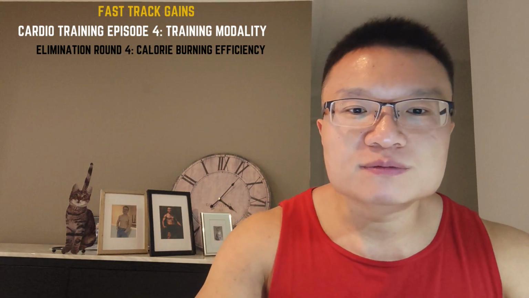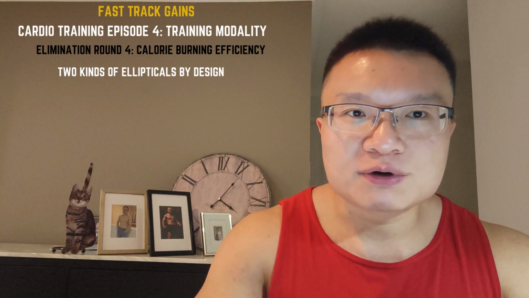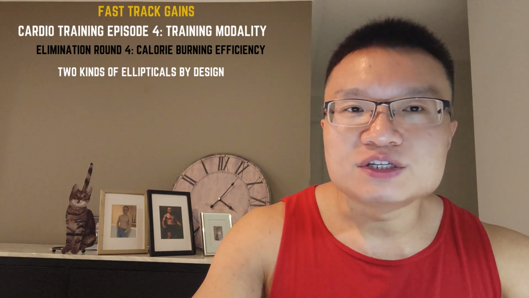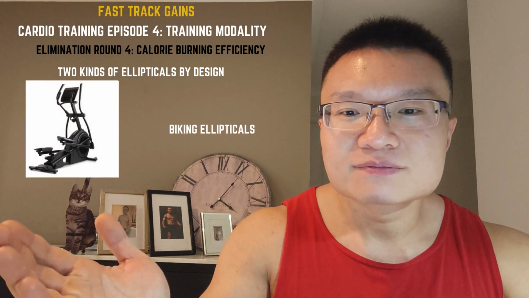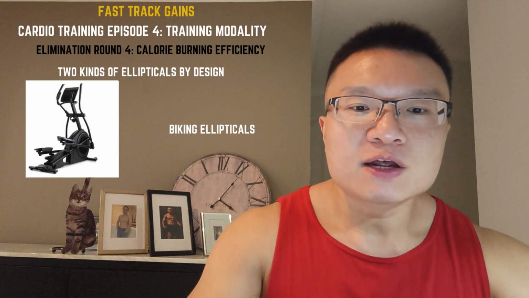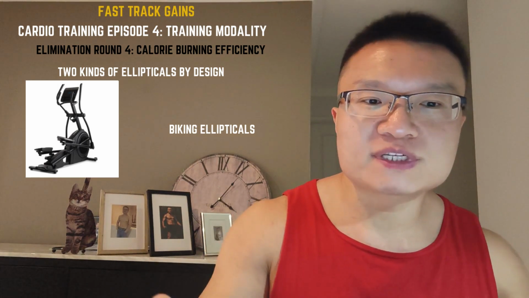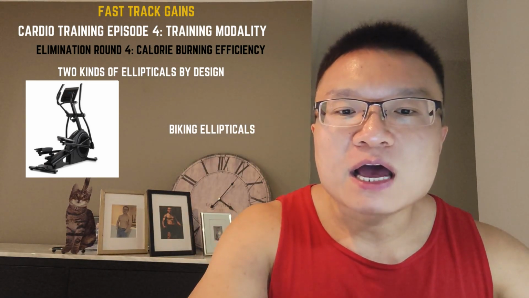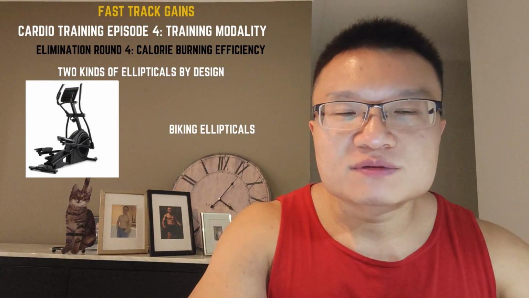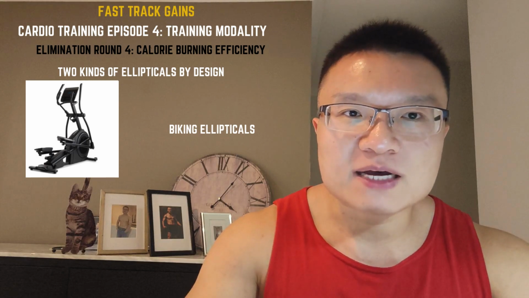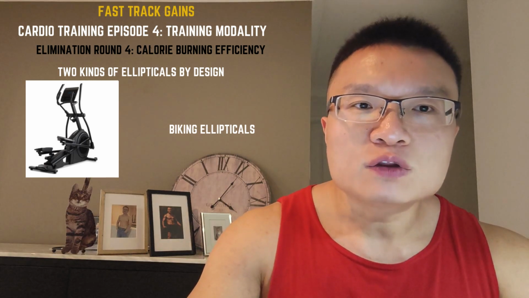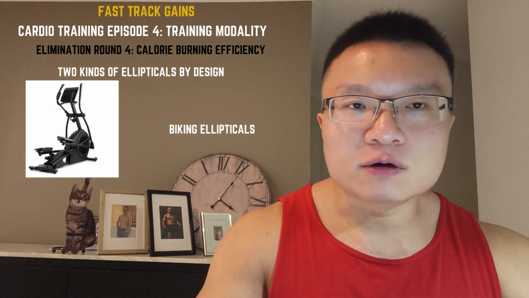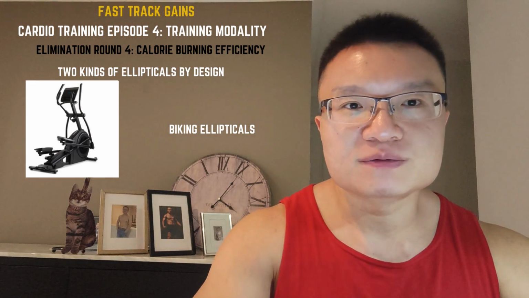When it comes to ellipticals, there are two kinds of design by generalization. The first kind, I call it the biking ellipticals. They generally look like this. The foot pads of biking ellipticals travel in a circular, or more precisely, an oval path, very similar to a bike, hence why I call this biking ellipticals. Because the traveling path of the footpads is longer than the second kind, the frequency of your exertion is lower, meaning your legs have to wait longer before the previous cycle is finished.